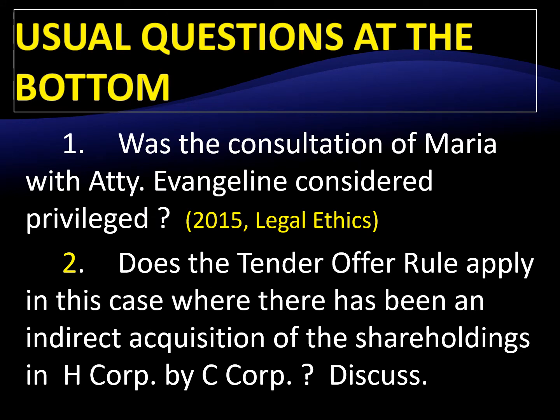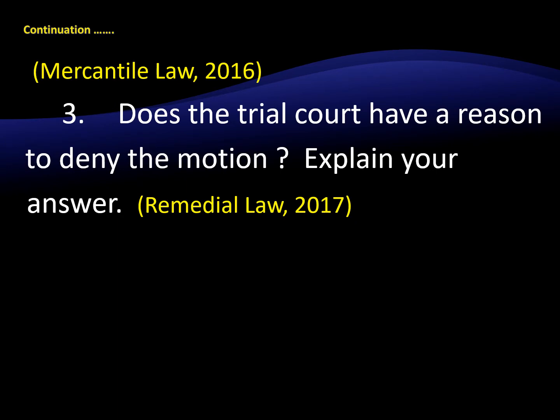What are the usual questions at the bottom of the problem? Was the consultation of Maria without Evangeline considered privileged? Does the tender offer apply in this case? Whether there's been indirect acquisition of the shareholdings in its company by Chico discussed? Does the trial court have a reason to deny the motion? Explain the answer. I did not state anymore the questions in 2017, 2018 and 2019, but there are.